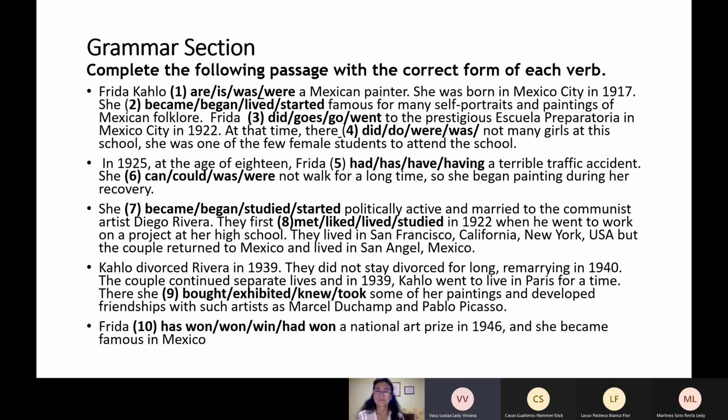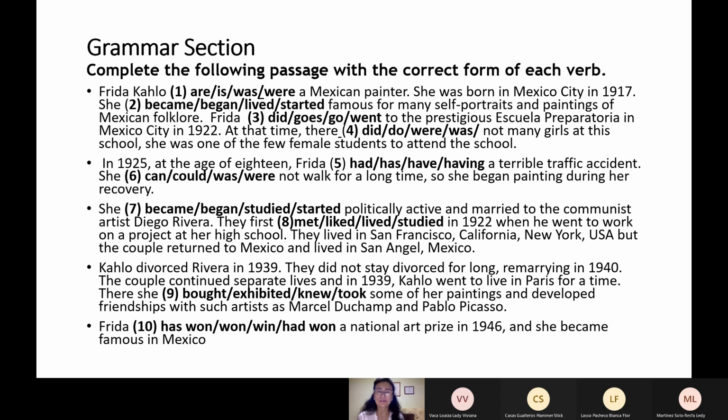Studied? Está hablando de los dos, de Diego Rivera and Frida Kahlo. They first met in 1922 when he went to work on a project at her high school. Very good. Entonces, aquí fue donde se conocieron Diego Rivera and Frida Kahlo. They met in 1922 when he went to work for a project.